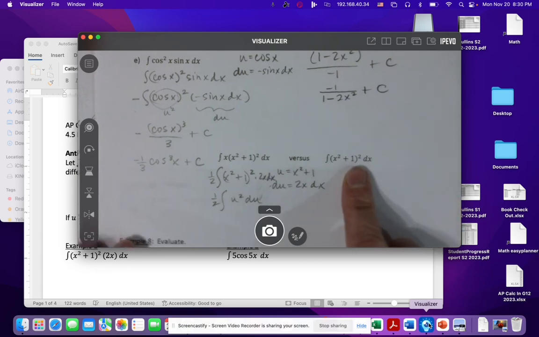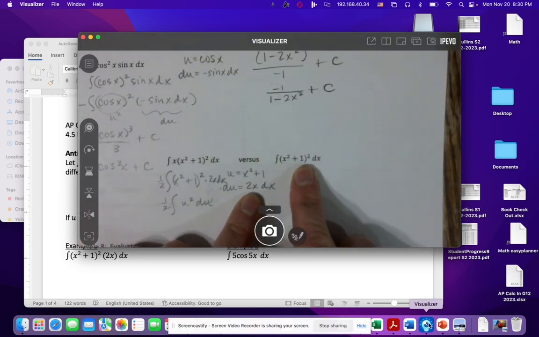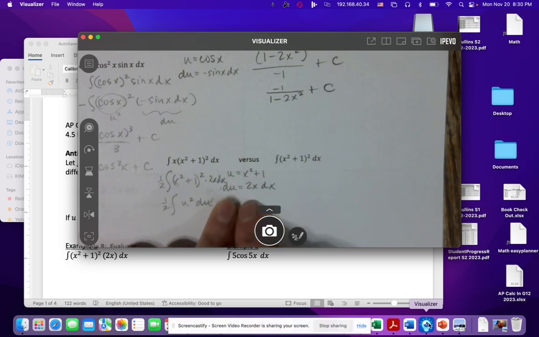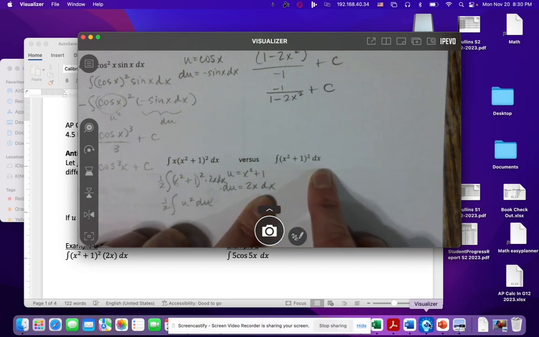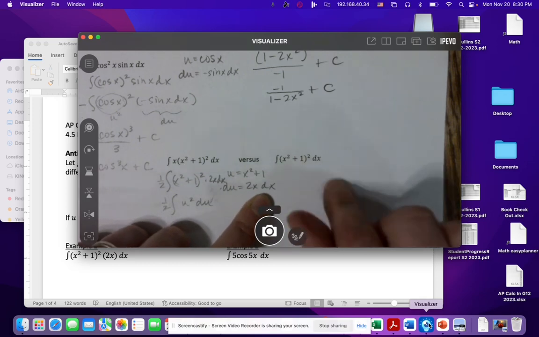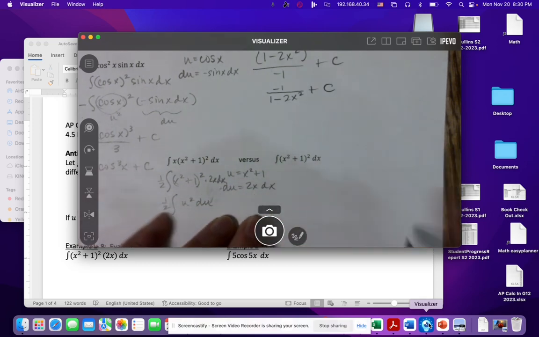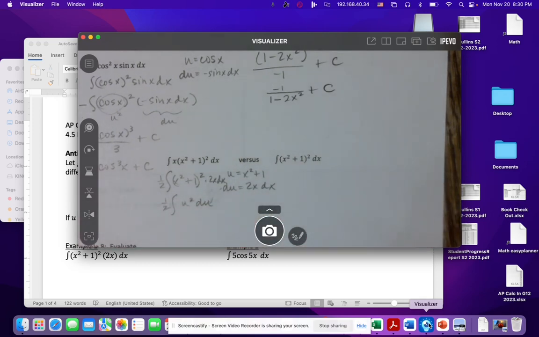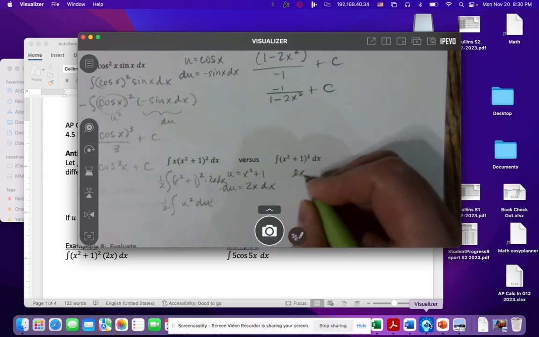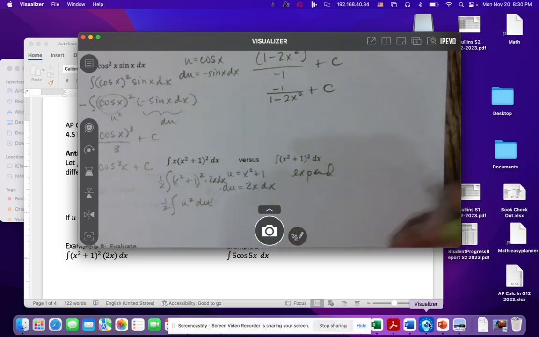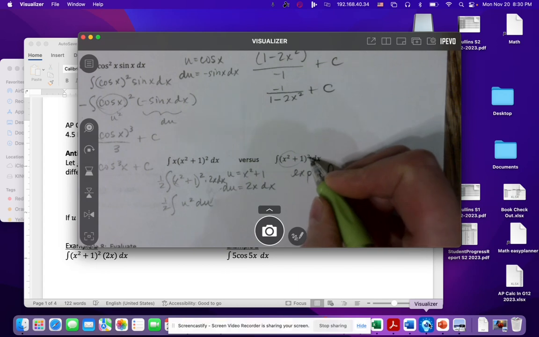But this second one, I can't do this u substitution. I have u equals x squared plus 1. I have du equals 2x dx, but I don't have that factor of x floating around and multiplying in there. So I need to have a different strategy. So let's think back to what we did before we had these fancy substitutions. Well, we can just expand it. And by expand, I mean take this quantity and actually square it.